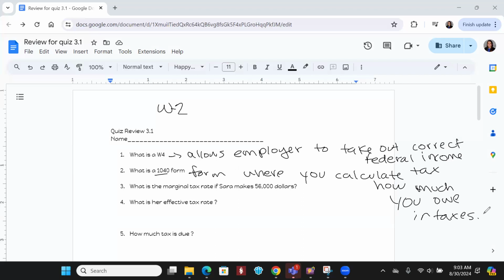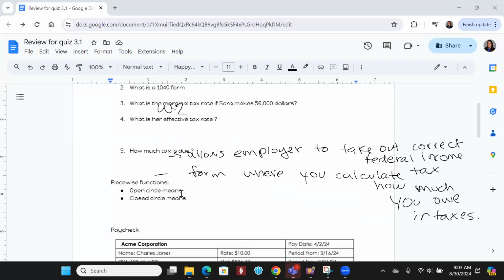We okay? You need to know those two definitions. W-4 and 1040. I'm going to show you later how to fill out a 1040. It's not going to be super elaborate since y'all don't have investments. So it gets a little bit more complicated the more stuff you got.